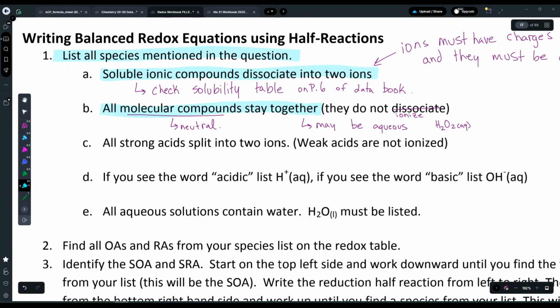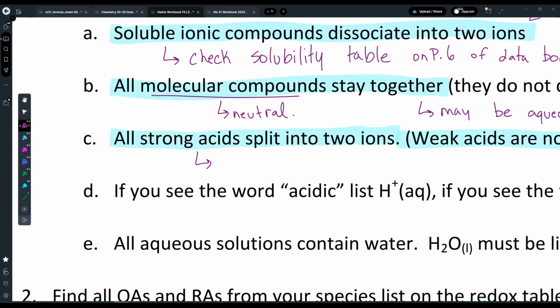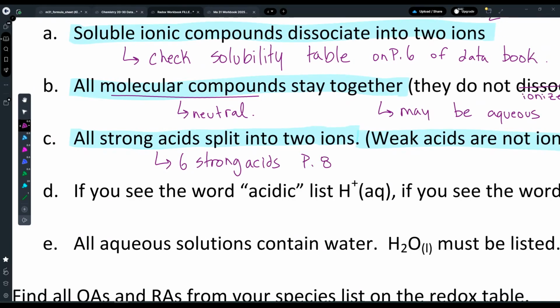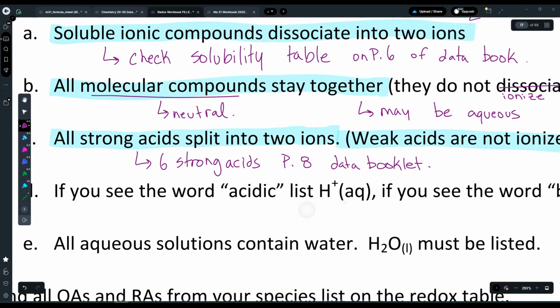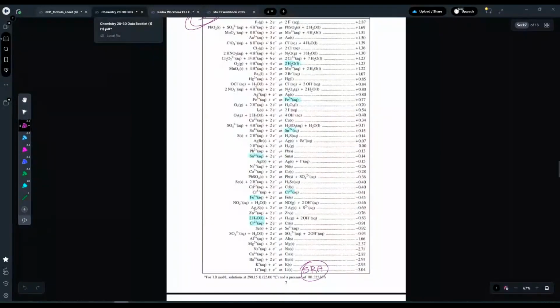Next part here is all strong acids are going to split into two ions, and weak acids are not ionized. One thing that you want to be aware of is that you have 6 strong acids, and you can find them on page 8 of your data booklet. So let's check out those strong acids.